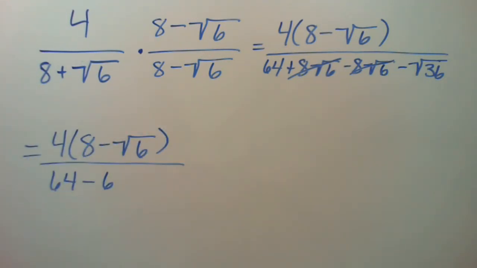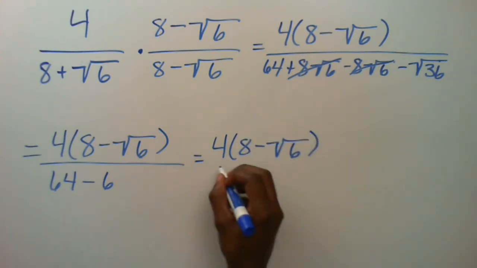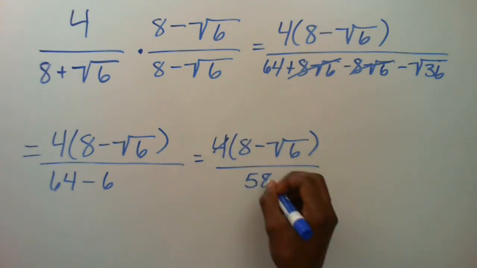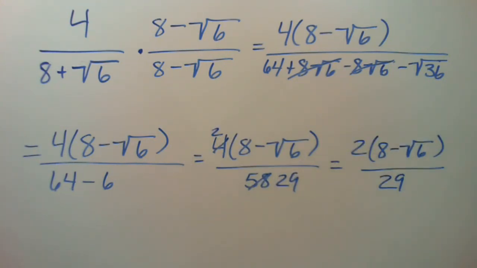Looking at the denominator, we need to subtract 6 from 64 to get 58. Now that we have 58 in the denominator, we can reduce this fraction further by dividing the numerator and the denominator by 2, giving us 2 times 8 minus the square root of 6 over 29 as the answer.